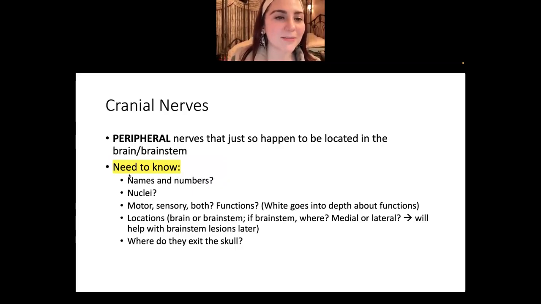Okay, so I think of cranial nerves as just peripheral nerves that happen to be located where the brain and the brainstem are, which are two of the parts of the central nervous system. But here are the things to know. So names and numbers. What are the names? What are the numbers? Yes, Roman numerals count.